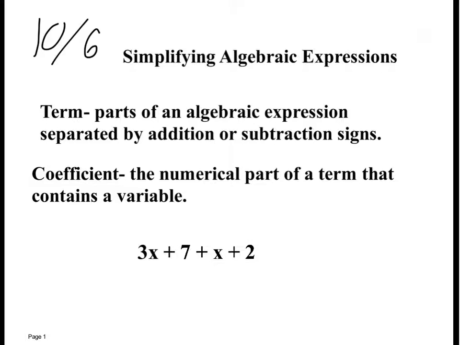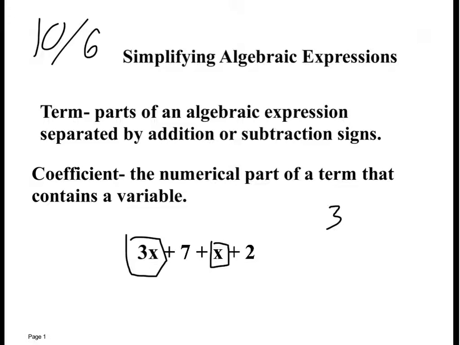Coefficient. You need to know the definition of coefficient, which is the numerical part of a term that contains a variable. It has to contain a variable, and the coefficient is the number part. So of this term, it contains a variable. What's the coefficient of 3x? What's the number part of 3x? 3. So if asked what the coefficients are, it would be 3. This contains a variable. So what's the coefficient? What's the number part?